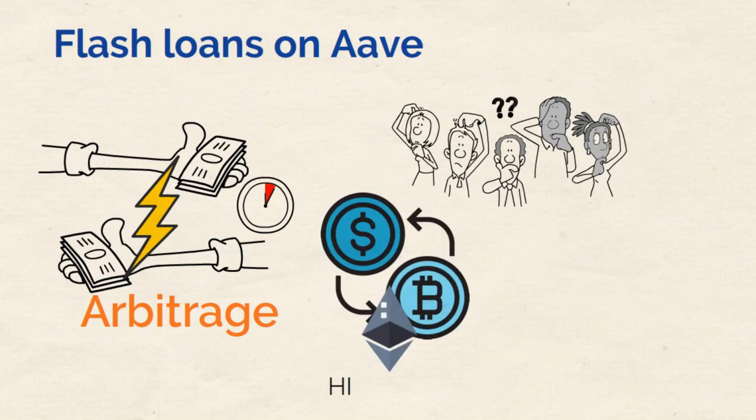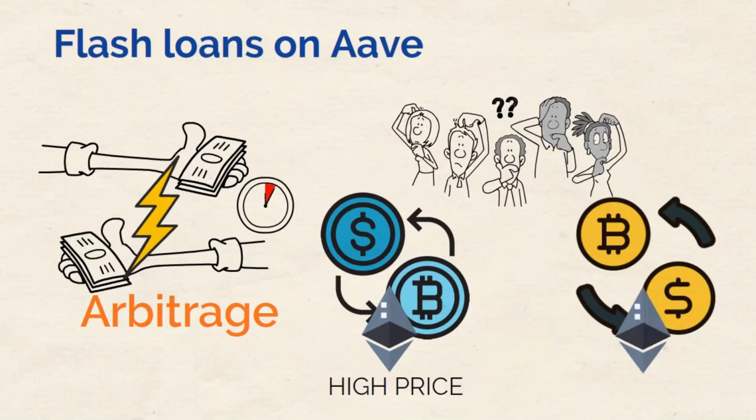For example, the price of Ethereum tokens on one exchange might be just a bit higher than on another exchange. Even with a small difference of a few dollars per Ethereum token, it creates an opportunity to make some money.